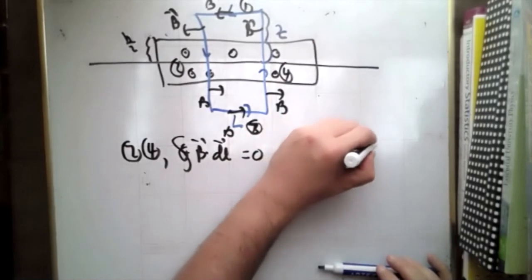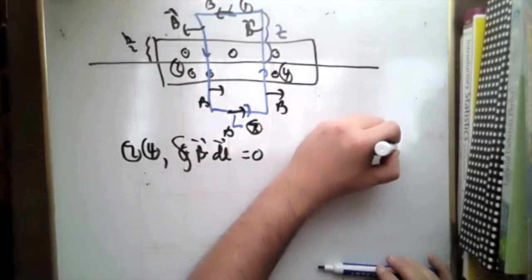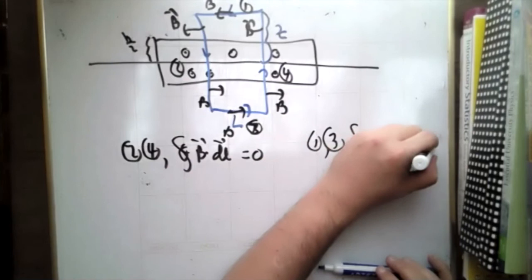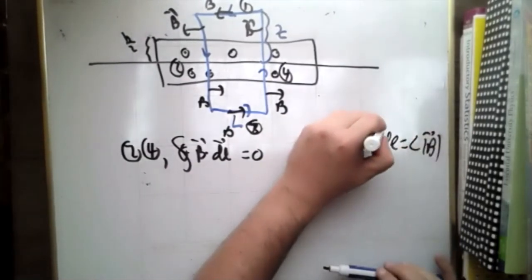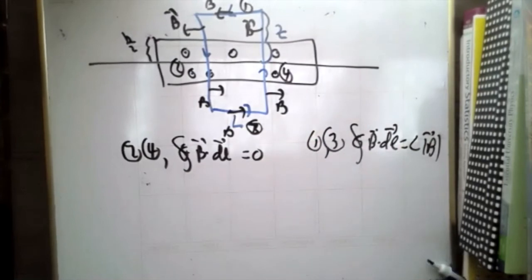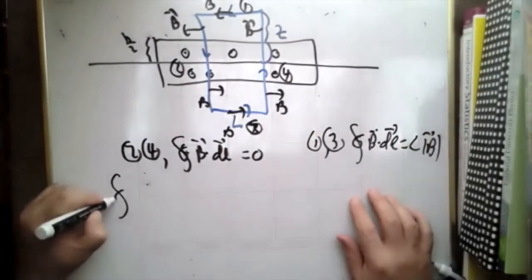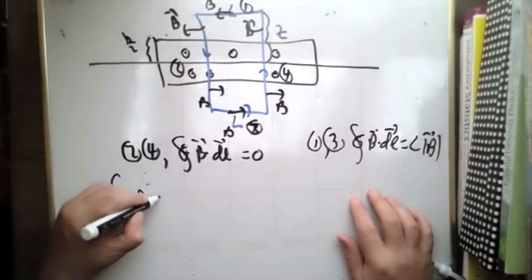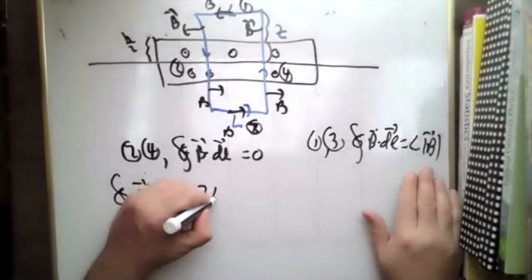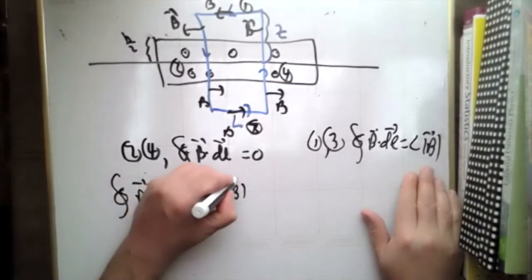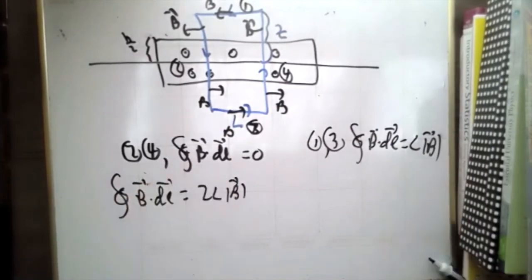For 1 and 3, the integral of B dot dl each one will be L times the magnitude of B. So altogether, the integral all the way around of B dot dl will be those two guys, 2LB. Nothing different there. Okay. What's different is the other part.